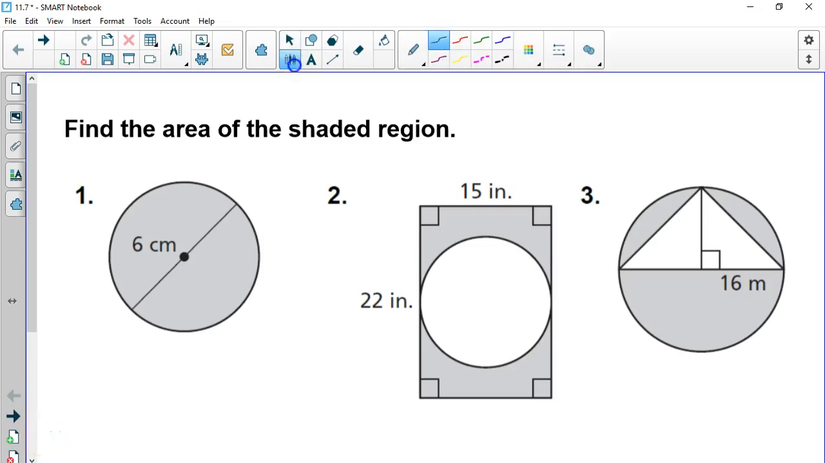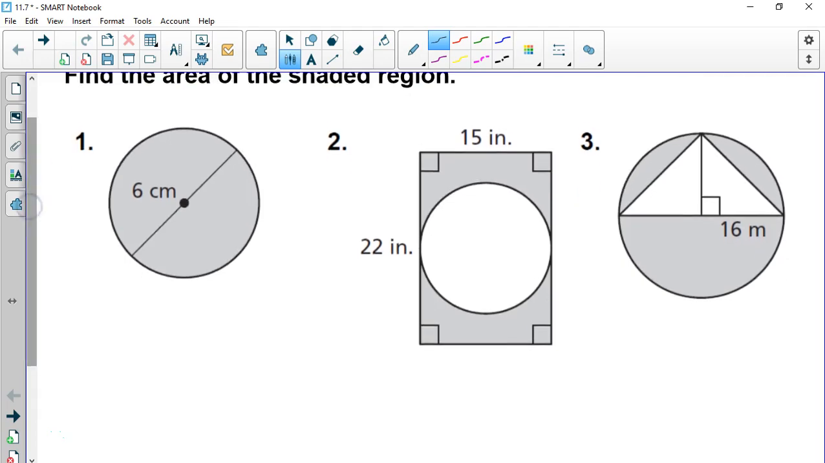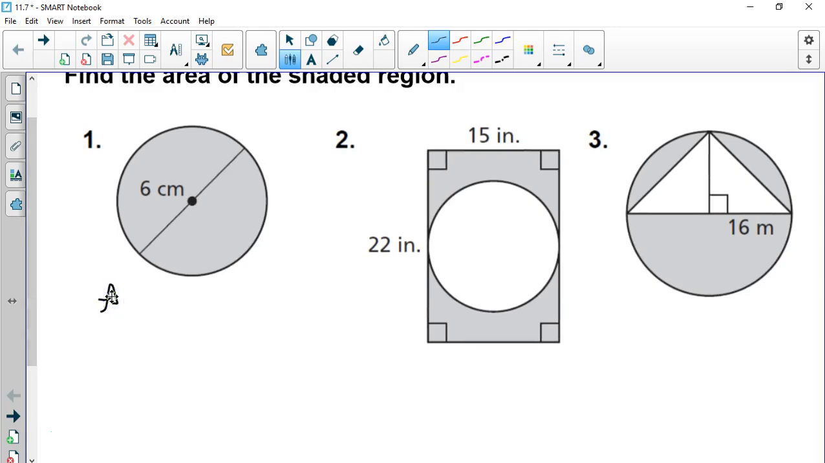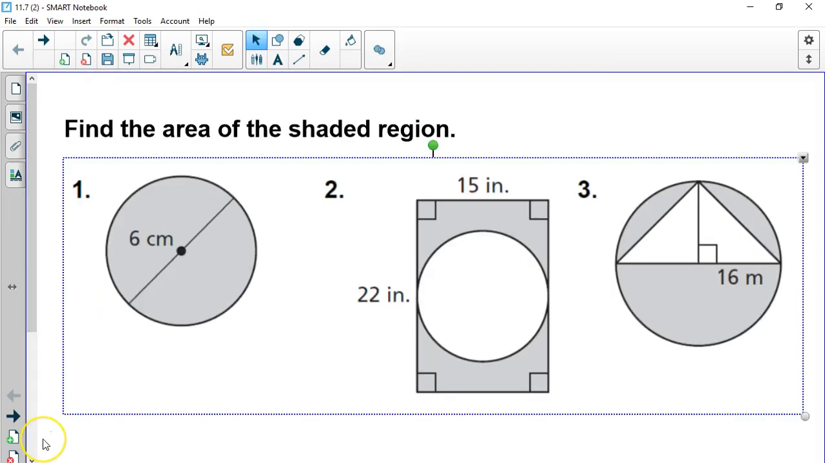Area of the shaded region. So first off, we have a circle. So quite simply, area equals pi r squared.